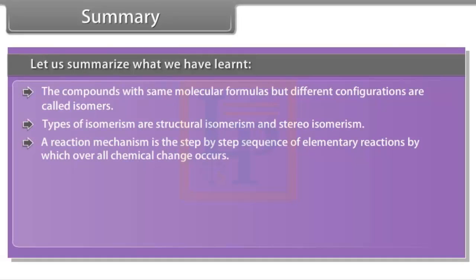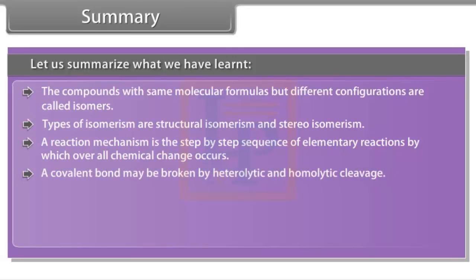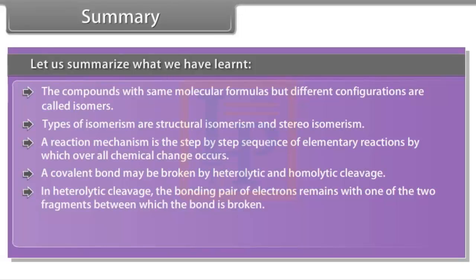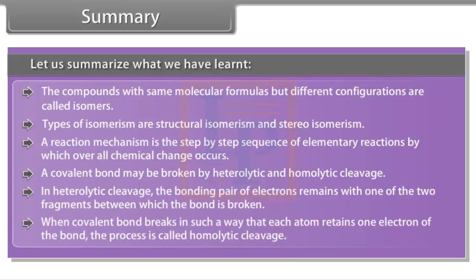A reaction mechanism is the step-by-step sequence of elementary reactions by which overall chemical change occurs. A covalent bond may be broken by heterolytic and homolytic cleavage. In heterolytic cleavage, the bonding pair of electrons remains with one of the two fragments between which the bond is broken. When a covalent bond breaks in such a way that each atom retains one electron of the bond, the process is called homolytic cleavage.